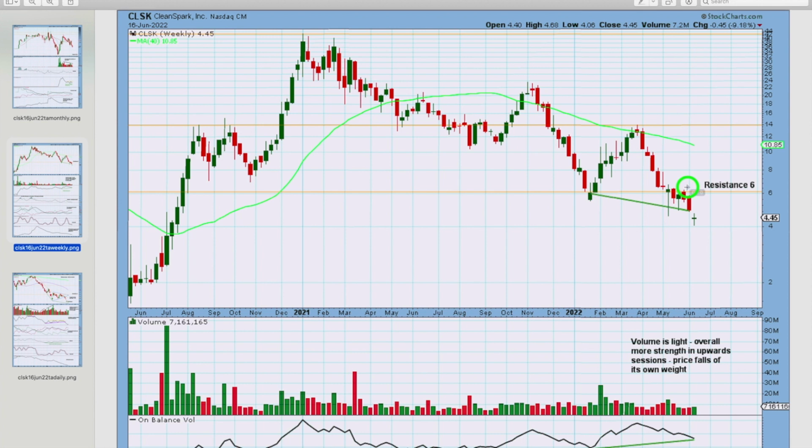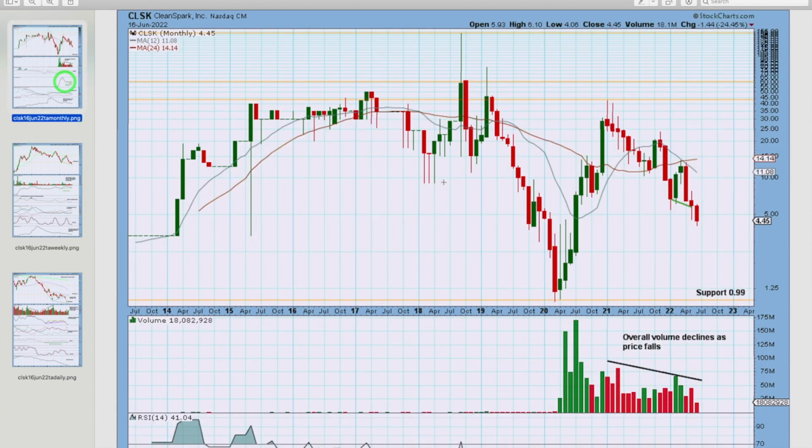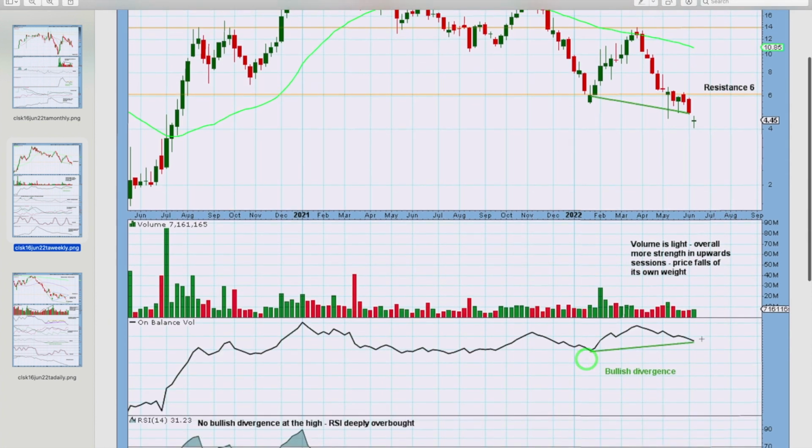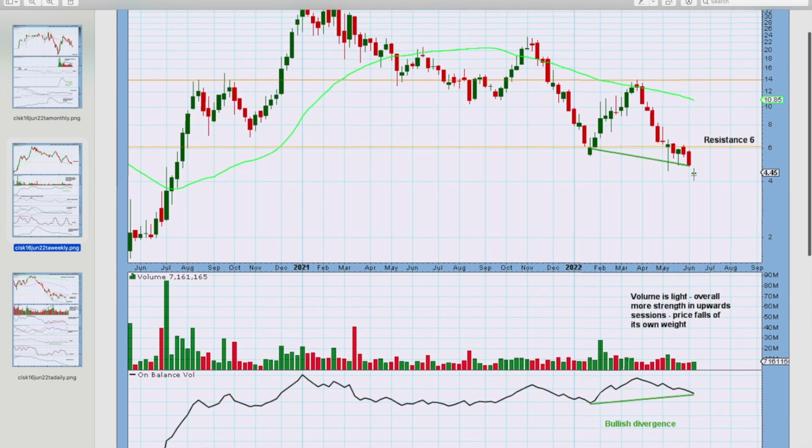I would expect some pretty good resistance. Now price is closed below $6. We'll look for support from the monthly chart, 99 cents. It's really thin below. Now price is closed below that prior support at $6. There's not a lot of support below for this one that I can see. There is some bullish divergence here between on balance volume and this close here for price, but again, it's just a single candlestick.